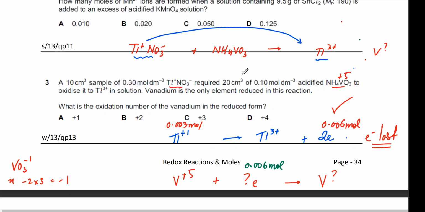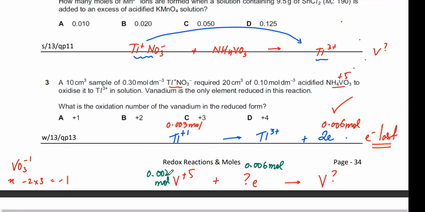How much vanadium do you have? They've given us the volume and concentration as well. So it's 20 times 0.1 divided by 1000. So the moles of vanadium would be 0.002 moles, right? So they've given us the volume and concentration of NH4VO3. So it comes out to be 0.002.